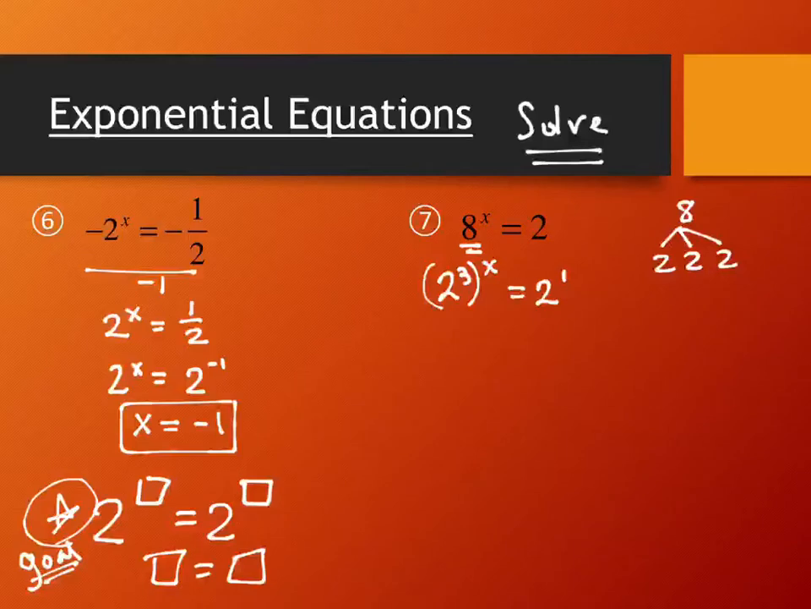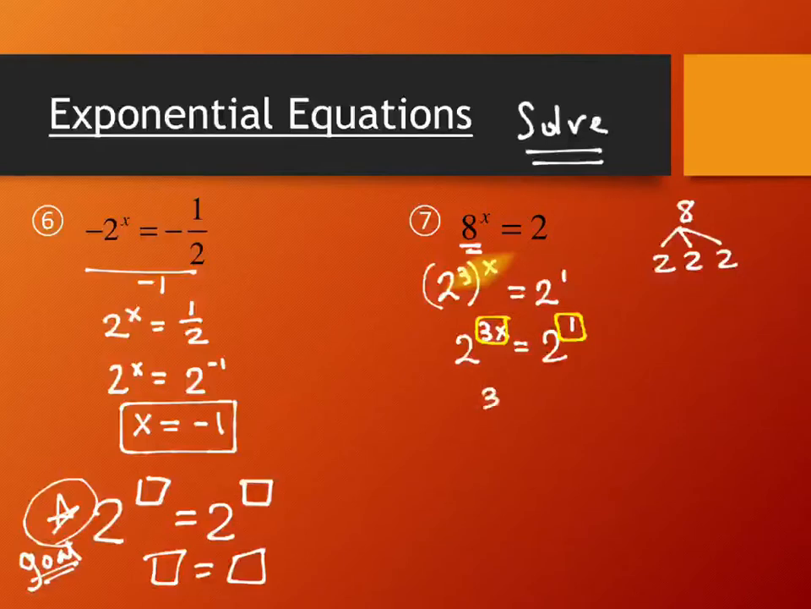So we are going to do a little factoring on these particular ones, and they don't always have bases of 2. I just have 2 examples that do here. So then properties of exponents say that I multiply these two exponents together. So this is 2 to the 3x equals 2 to the 1. The bases match, so I can ignore them. And now I can focus on the exponents.